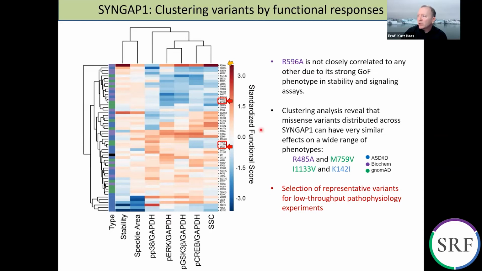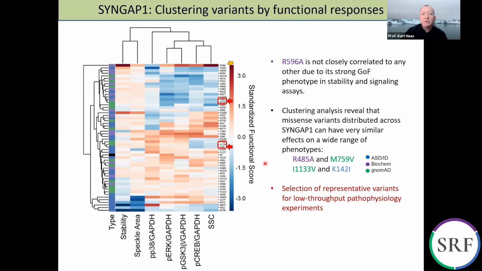So these two here, which are R485A and M759V, and this other group here, these are the most similar to each other throughout the entire group. And what's important is that even though they're so similar in their phenotypes, they're very far apart from each other in the protein. So, of course, proteins have three-dimensional tertiary structures. So it's important to identify these to try to understand why they're giving such similar molecular phenotypes.